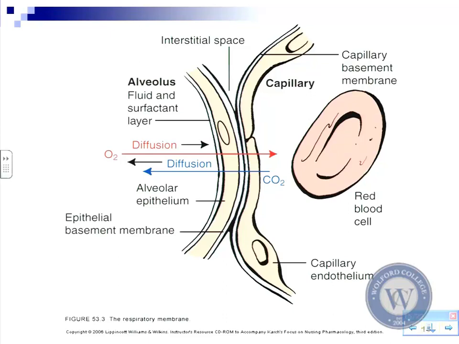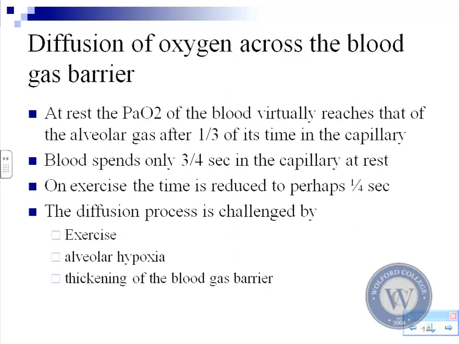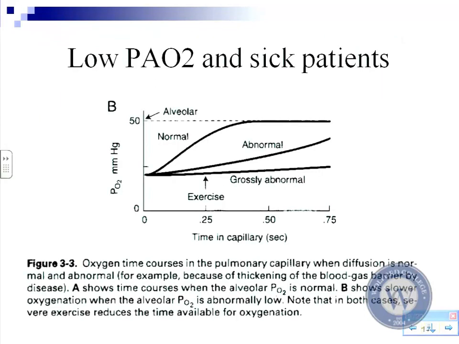If you don't have enough hemoglobin, yes, your PaO2 seems to be okay, but your uptake of oxygen diminishes rapidly and becomes a limitation. So, diffusion of oxygen across the blood gas barrier: at rest, the PaO2 in the blood virtually reaches that of alveolar gas after about 1/3 of its time, which is around 0.25 seconds. Blood spends only 3/4 of a second in the capillary at rest. So on exercise, the time is reduced to about 1/4 of a second, and that's where it becomes a problem. So the diffusion process is challenged by exercise, alveolar hypoxia, then thickening of the blood gas barrier, which then becomes a diffusion capacity issue. This is with a picture I was wanting to show you before.